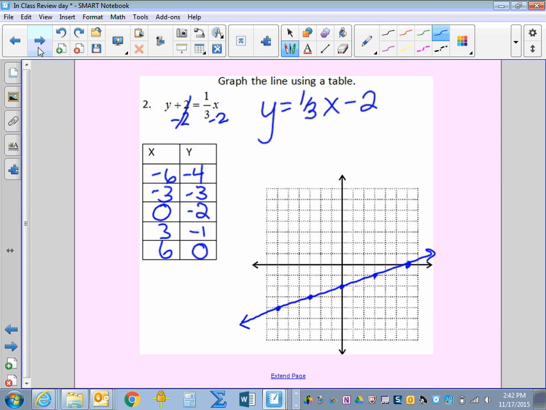Also, now that we know how to graph these with slope-intercept form, what is my y-intercept for my equation? Yeah, negative 2. Negative 2 is my y-intercept. Notice I have that on my graph. My slope is 1/3. Notice I went up 1 over 3. Up 1 over 3. So you can use that to help check.